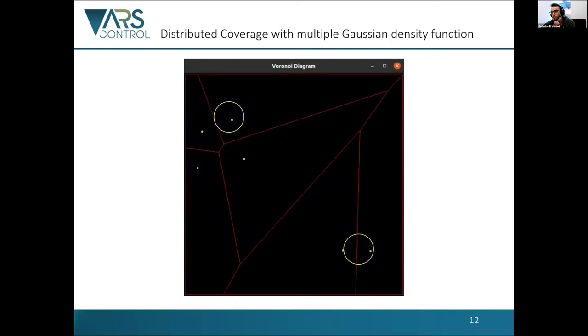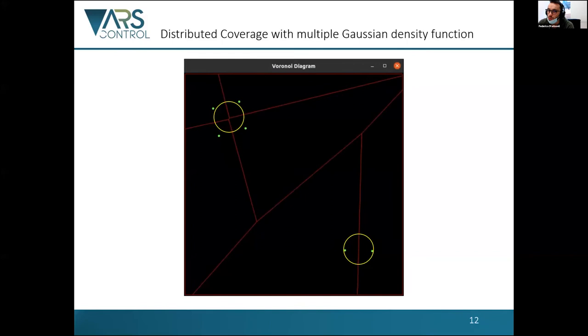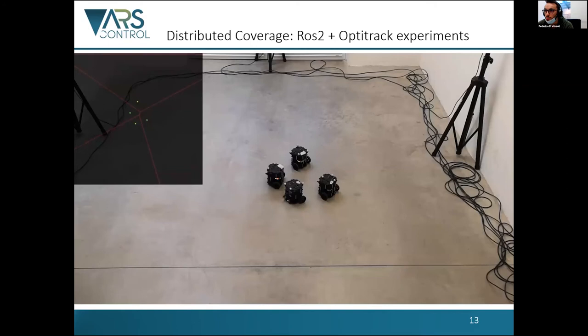This is with the C++ graphical tool, and we can see how the group of robots is divided depending on the position of the Gaussian mean values. Here is just a possibility that we can have. And here we did some experiments with a motion tracking system using the TurtleBot platform.